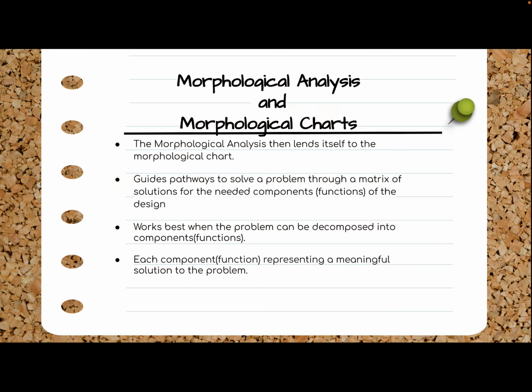The morphological analysis then lends itself to a morphological chart, and I have an example on the next slide. Basically you have your functions and then options for how you can get those functions into your design. A morphological chart guides pathways to solve a problem through the matrix of solutions for the needed components or functions of your design. This works best when the problems can be decomposed into those components, so you can think of other ways to get to that function. Each component or function then represents a meaningful solution to solving your problem.